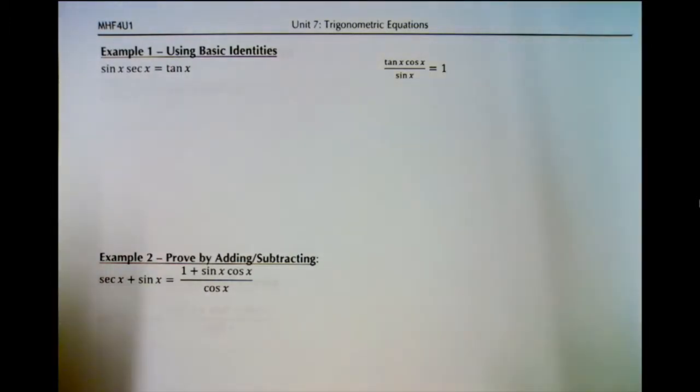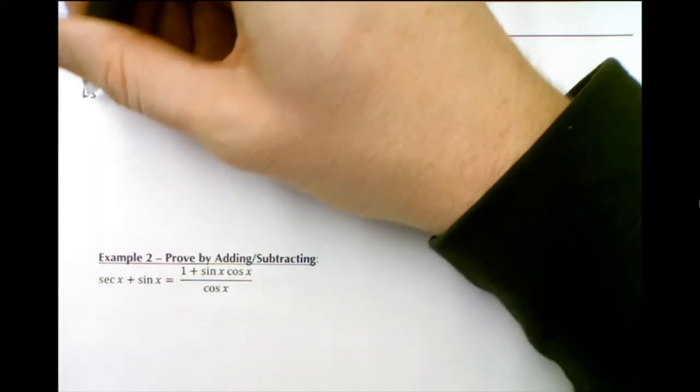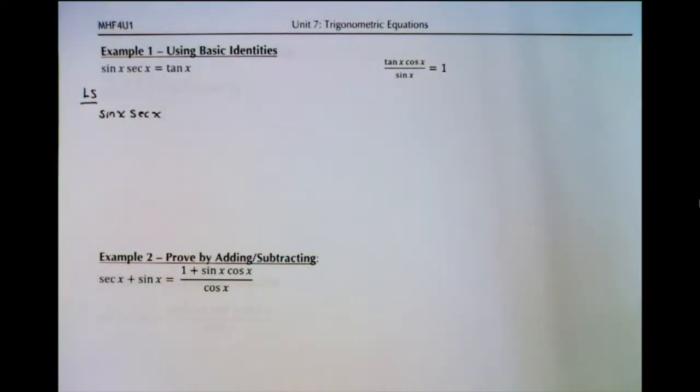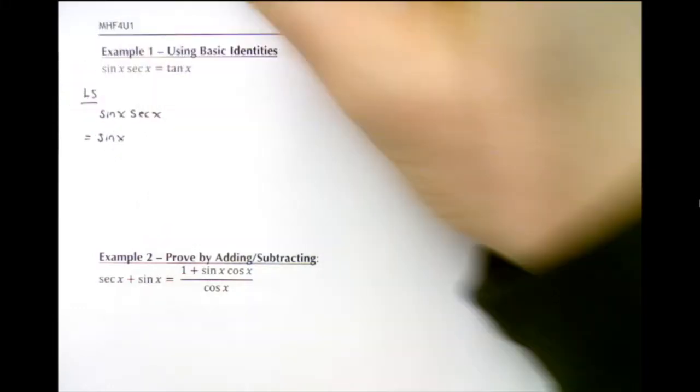So in this example, we're going to work from the left side. You could work from the right side, but we're going to work from the left side. And our left side is sine x secant x. And we're going to use the strategy of trying to write everything in terms of sine or cos. So sine is already sine, so we don't have to change anything there. And secant is just the same as 1 over cos.